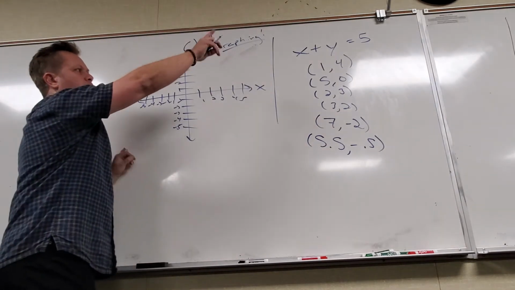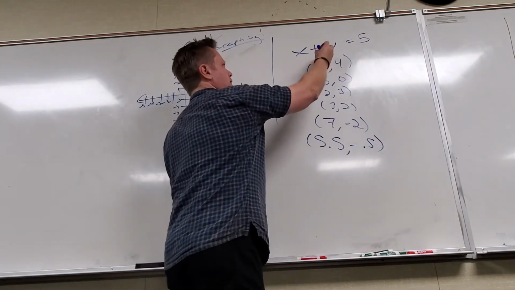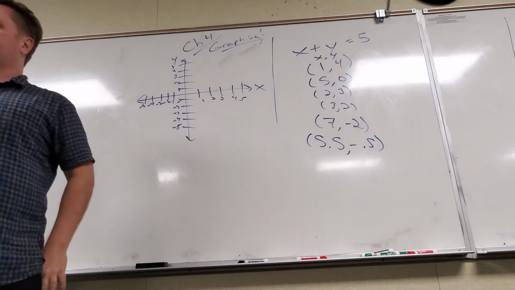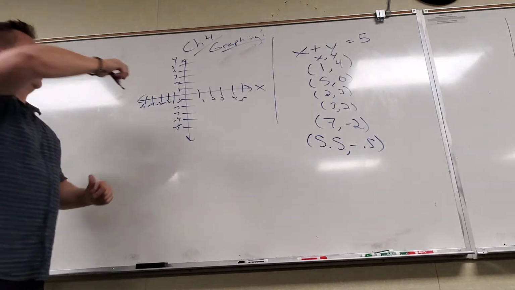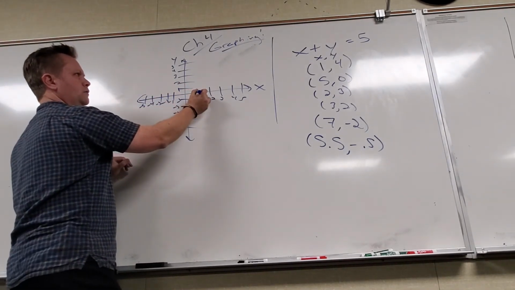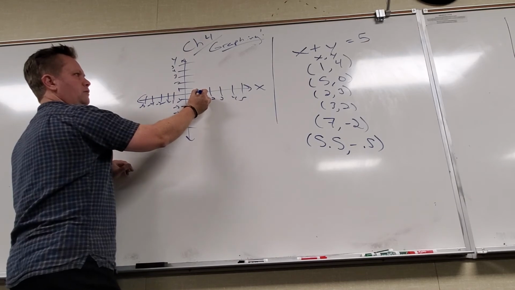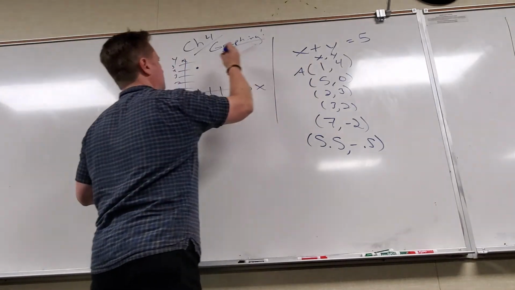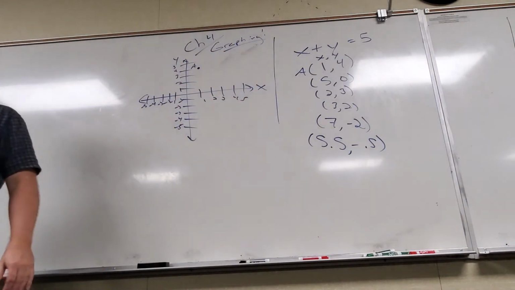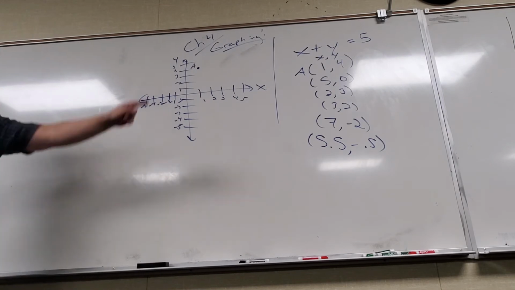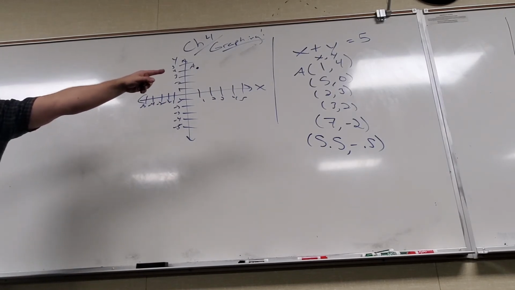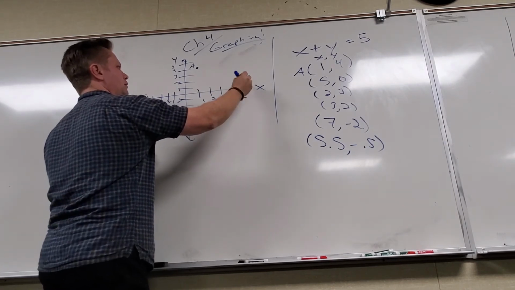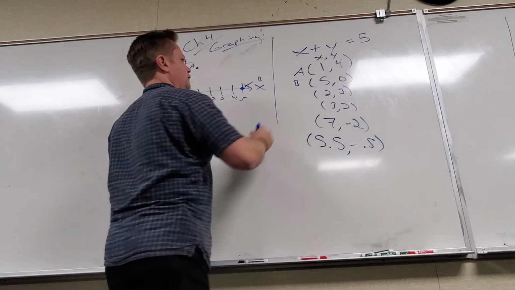So how would I plot the point 1, 4? What are they always in order of? They're always in alphabetical order unless the problem says otherwise. So it's x, y. So I'm going to go 1 on the x, and then I'm going to go 4 in the y direction. So there's that one. Let's call that point A. How about 5, 0? Where's that going to be? Five on the x and none in the y, so I'm right there. Let's call that B.